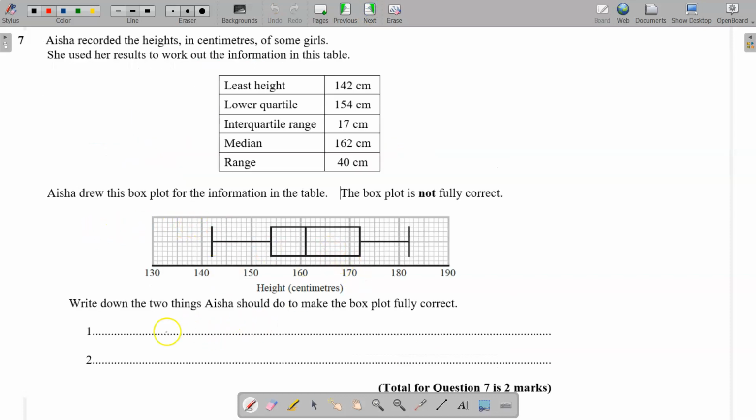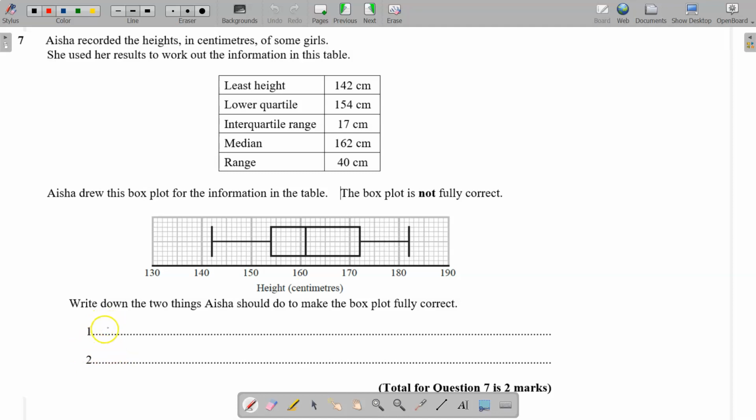Now, this can be a bit difficult to read sometimes, these little graphs, so just be very careful and look for what they are looking for, if you see what I mean. So we've got some information from a table, a box plot's been drawn and it's not fully correct. Write down 2 things that Aisha should do to make it correct. Okay. Well, just look carefully for something. The median is 162, but she seems to have drawn it here at 161.